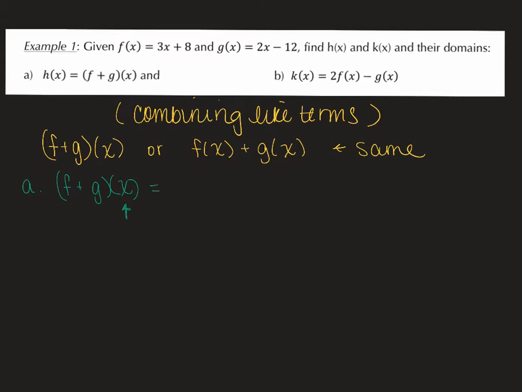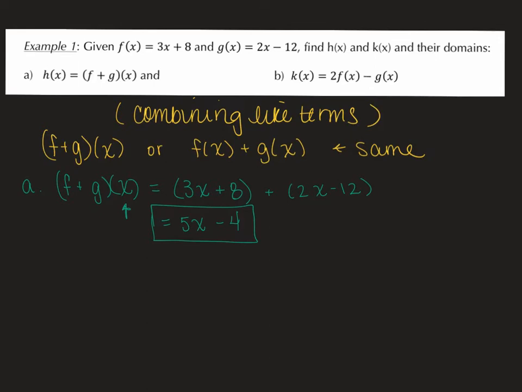So we're going to add, this is our f of x, which is going to be 3x plus 8. And we're going to add to it our g of x, which is 2x minus 12. Combine like terms, and we end up with 5x. Let's see, so we have an 8 and then a minus 12, so it's going to be a minus 4. And that's your solution. It's that simple.